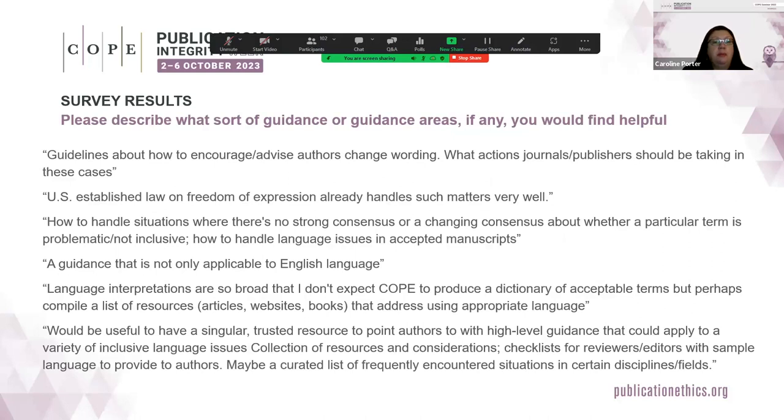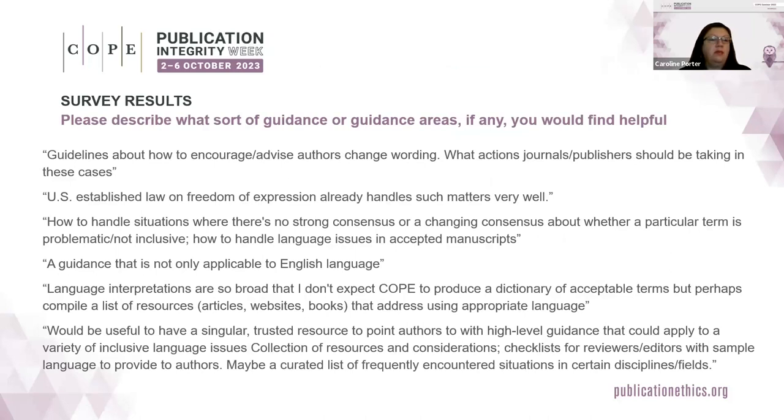Finally, we asked participants to describe what sort of guidance or guidance areas they would find helpful. And we had a number of responses here. Some people would love to have guidelines about how to encourage or advise authors to change wording, what actions journals or publishers should be taking in these cases. Some feel that established laws, for example, the US law on freedom of expression, already handles such matters very well. People would value some support in how to handle situations where there's no strong consensus or a changing consensus about whether a particular term is problematic, and how to handle language issues in accepted manuscripts.